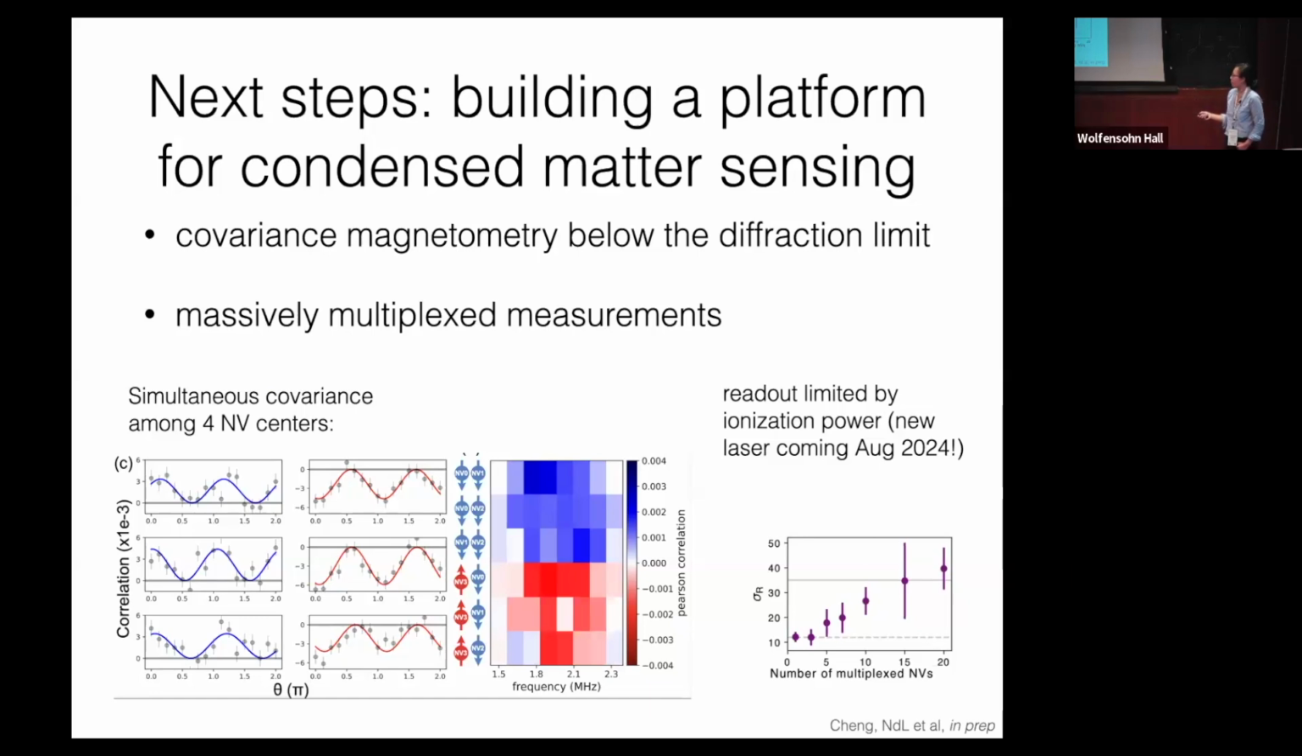The reason that we're stuck at 4 NV centers is that right now our readout noise is entirely determined by the total ionization power that we have. So as we start to split up the laser into more and more spots, then we pay a penalty in readout noise. And we can see that by the scaling with the number of multiplexed NV centers. Fortunately, this is an easy problem to solve because you just need a really giant ionization laser. So we now have the scariest laser my lab has ever purchased coming next month to try to solve this problem. And we think that we can easily get to tens of NV centers.